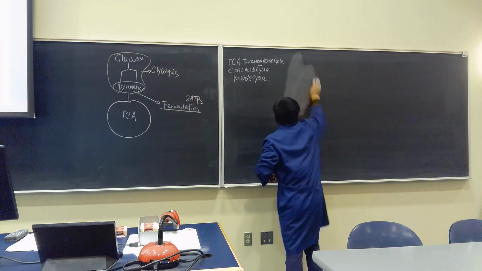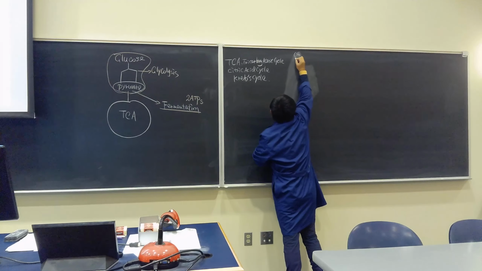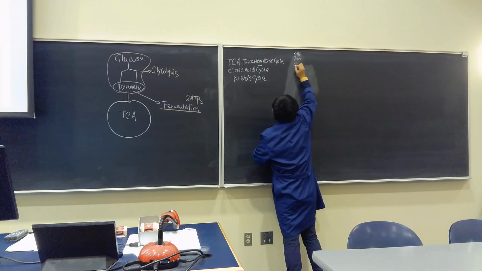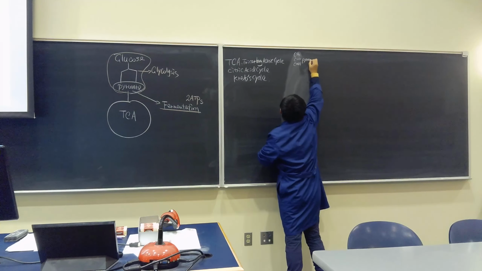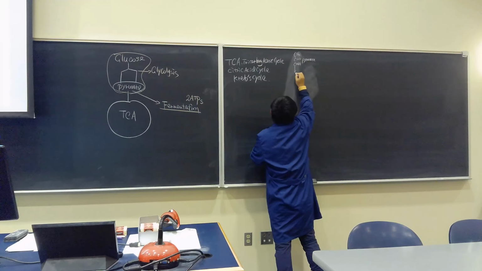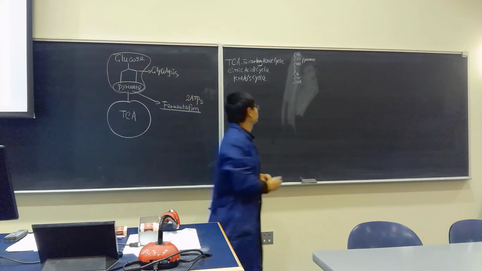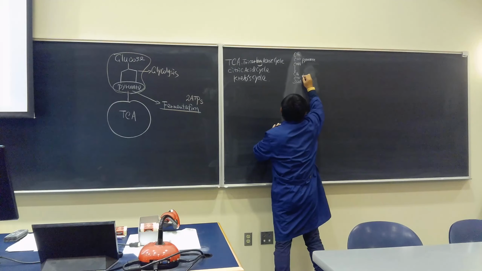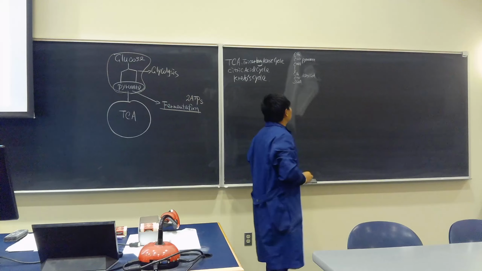So what's that? CH3, COOH. This is pyruvate. Then going through a transition step it will become CH3CO-SCoA. That becomes acetyl-CoA. Okay, we call it acetyl-CoA.